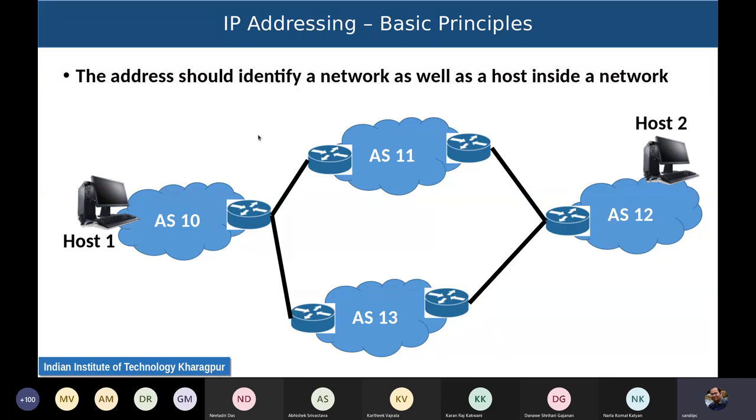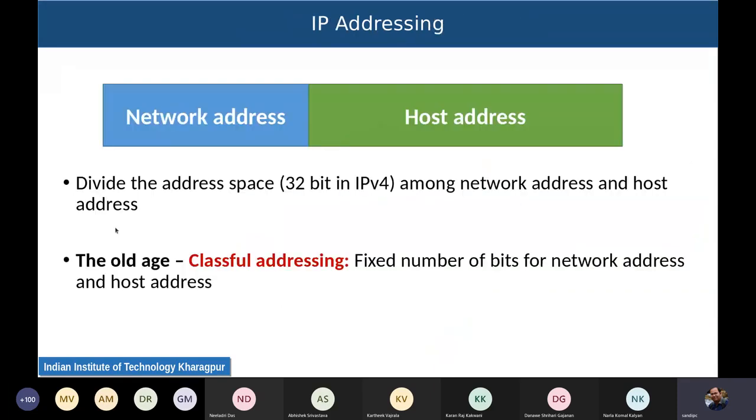Typically in IP version 4, and we broadly talk about IP version 4 in this course, in short form we call it IPv4. So in IPv4, we divide the address space into two parts, the network address and the host address. Now IPv4 provides a 32-bit IP address. So this 32 bits is divided into the network address and the host address. And historically, how many bits we are going to use in the network address and how many bits we are going to use in the host address, that part was fixed.